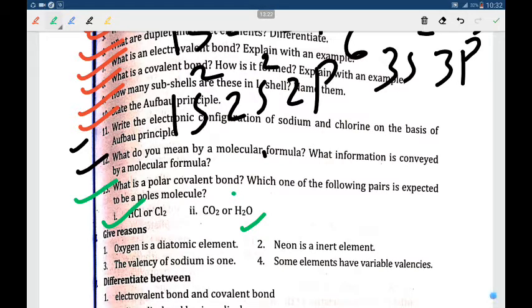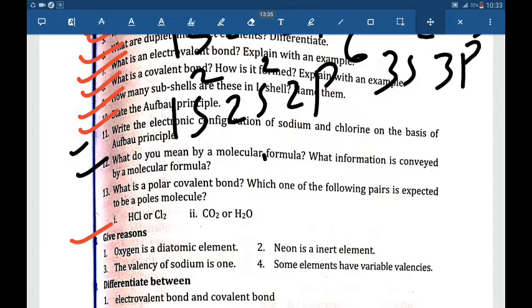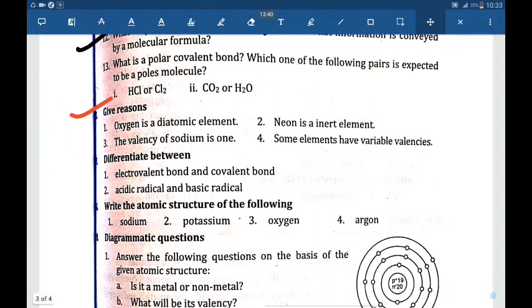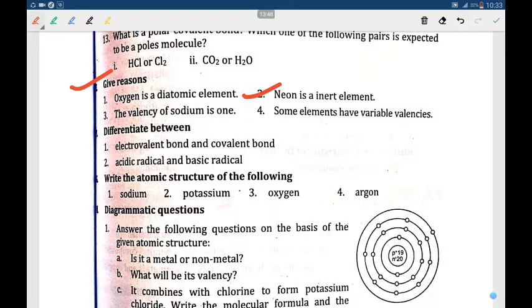Now we are discussing the next question. In give reasons, what is given? Oxygen is a diatomic element. Why? Oxygen is a diatomic element because its molecule contains two atoms. Diatomic means presence of two atoms. Next question. Neon is an inert element because its valence shell is complete.